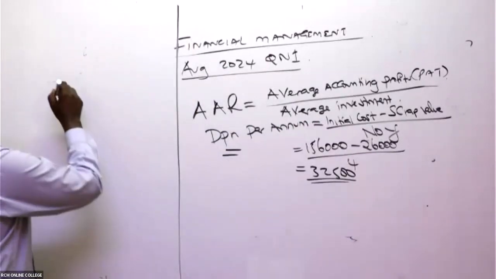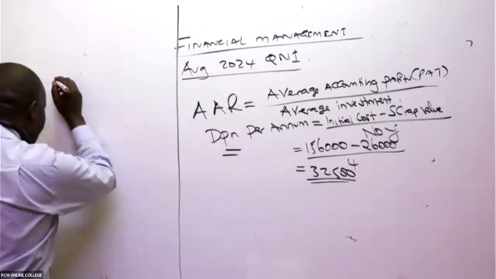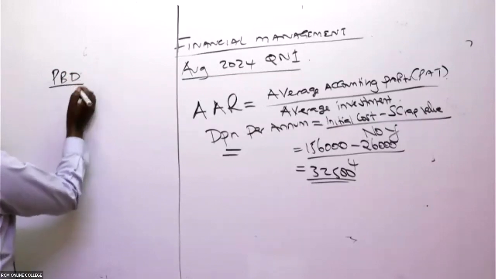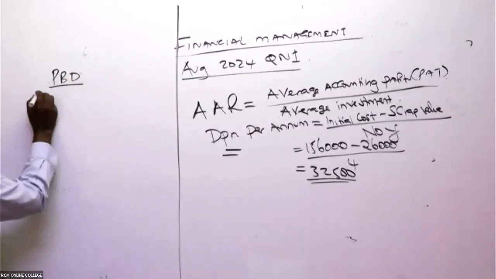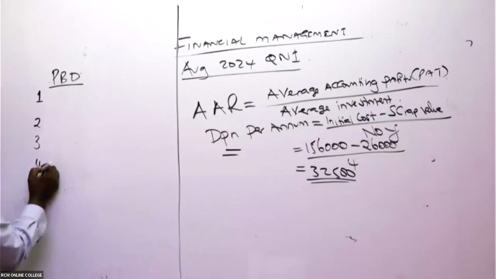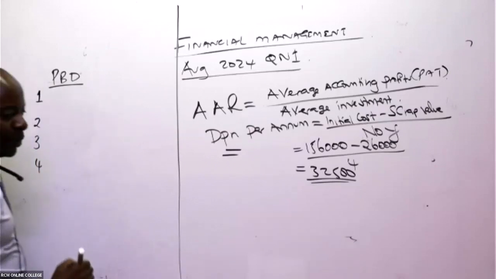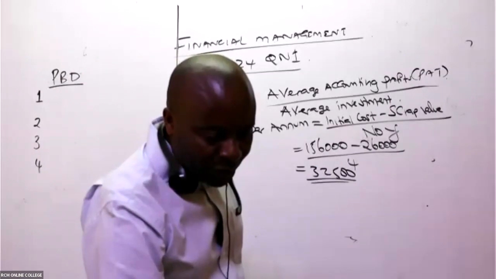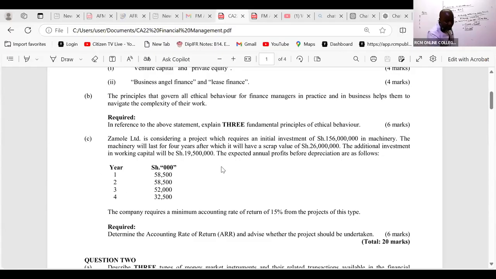And then, of course, now here, we can do our PBDT adjustments. They have given us profit before depreciation for each of the years, 1, 2, 3, 4. I hope you are able to see this. These are the expected annual profits before depreciation.